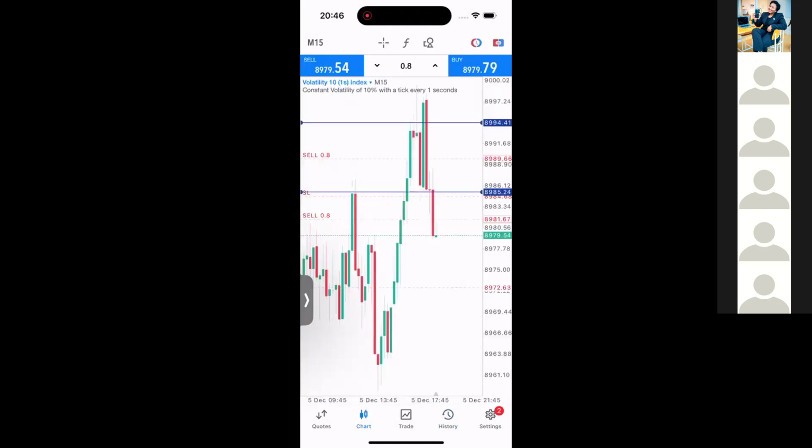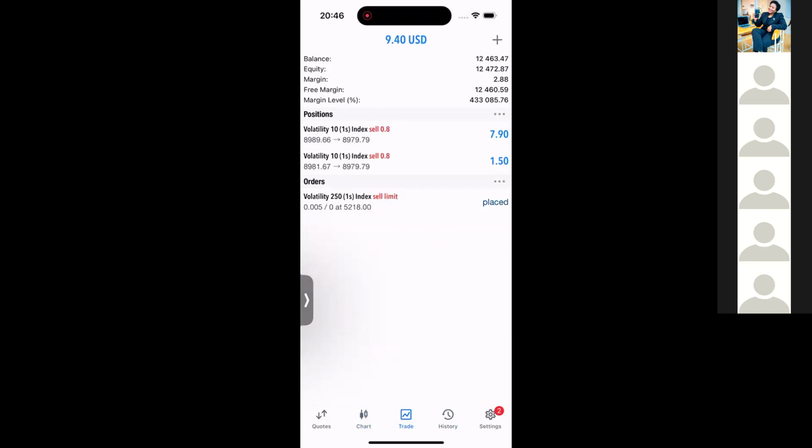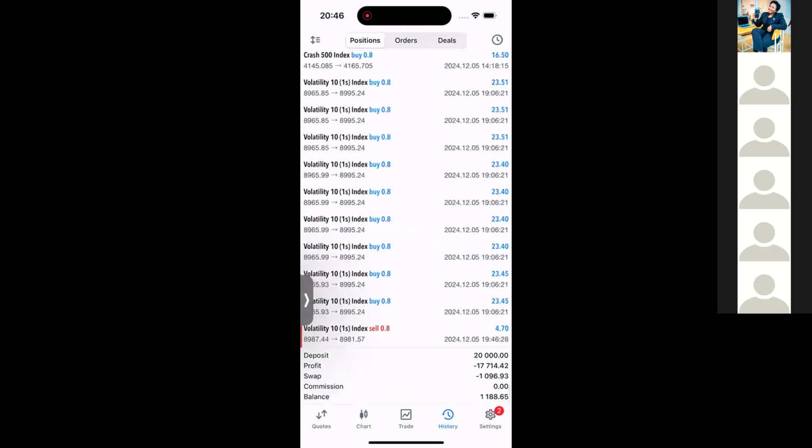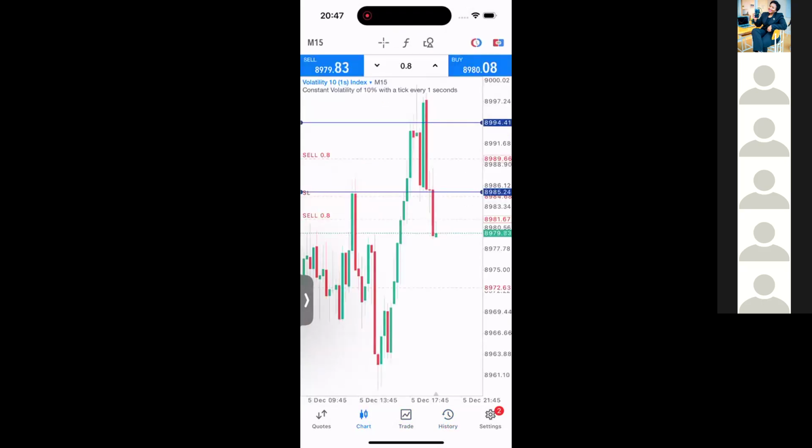4.10. Can you see it's closed it for us? 4.10 by itself because it retraced. So it used the TP1.